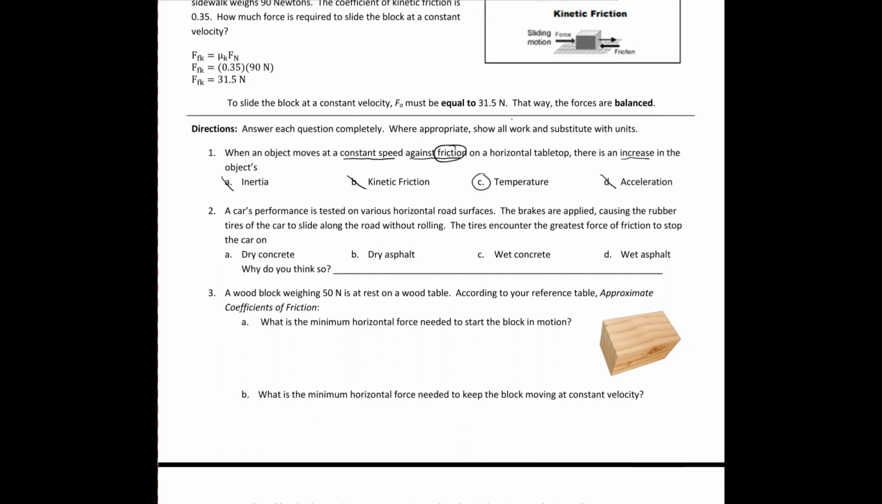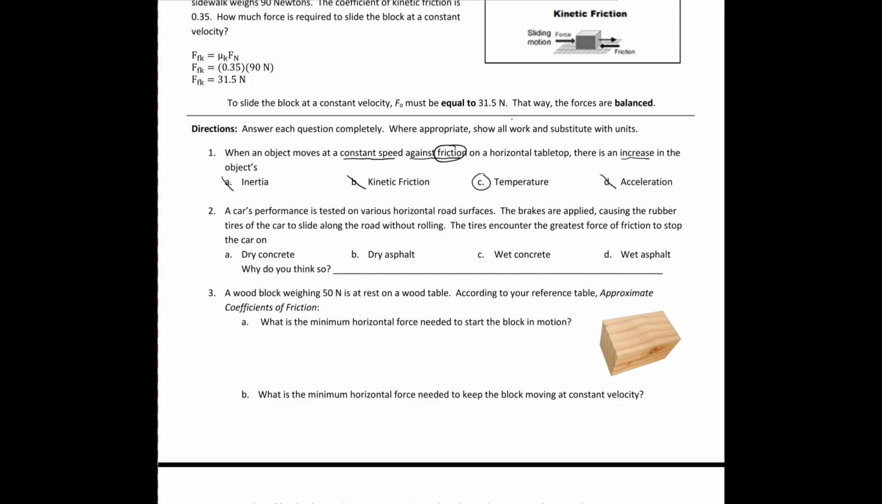Number two, a car's performance is tested on various horizontal road surfaces. The brakes are applied, causing the rubber tires of the car to slide along the road without rolling. The tires encounter the greatest force of friction to stop the car on dry concrete, dry asphalt, wet concrete, or wet asphalt. All right. We're looking for the greatest force of friction. We're looking for the most friction.